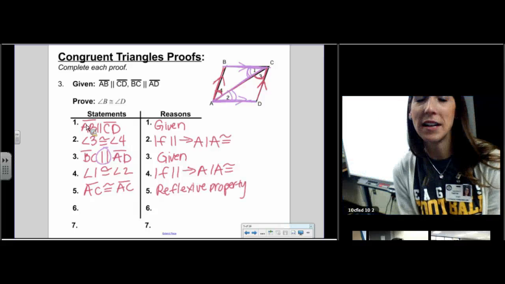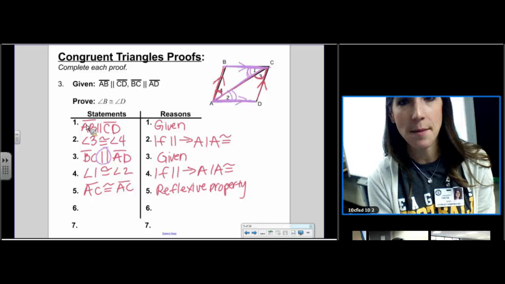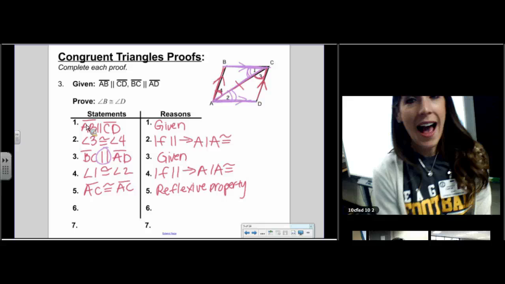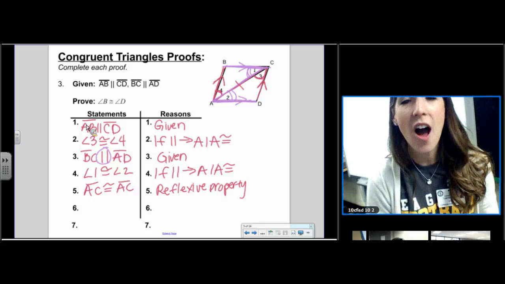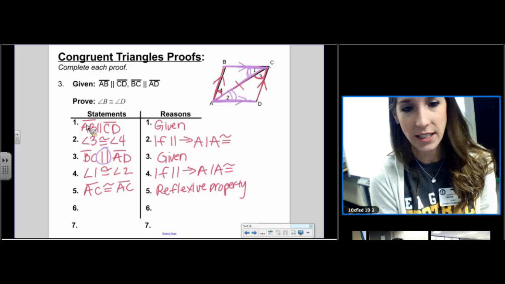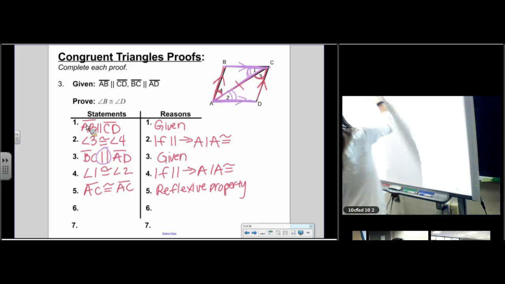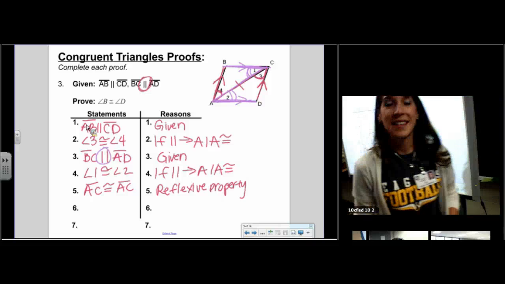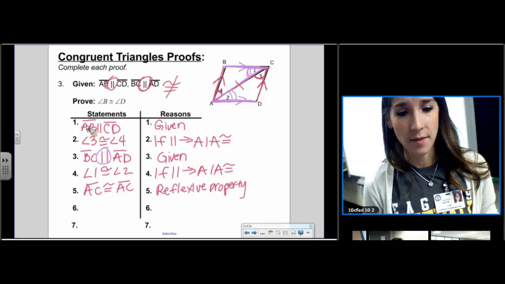Now Johan asked, why couldn't we just do side, side, side and be done with it? Well, guys, sides being parallel is not the same as sides being congruent. AB is not congruent to CD. This is parallel, parallel. It is not congruent. So these are not guilty by side, side, side.